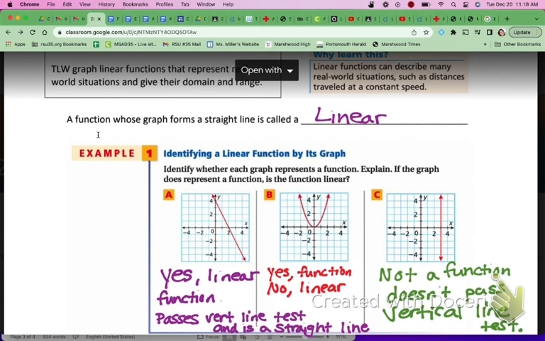All right, so see if you can do the bottom three on your own. Go. So say yes or no whether it's a function, and then say yes or no whether it's linear. So you should have two parts. The first one is yes, and the two other ones are no. Don't shout out.